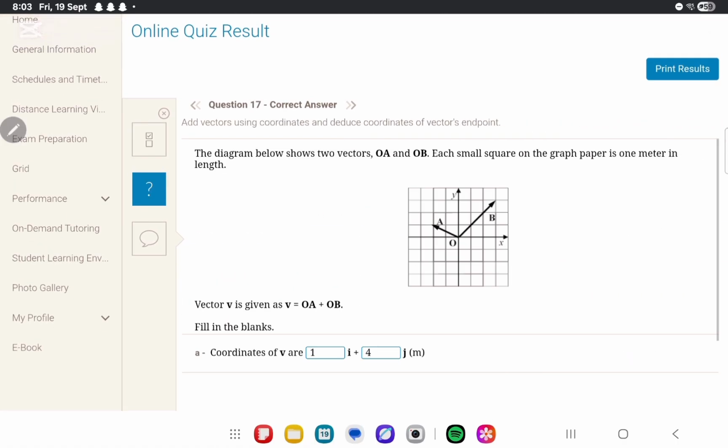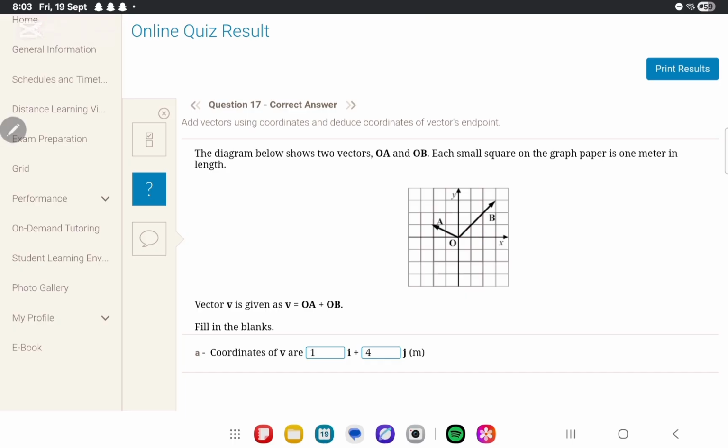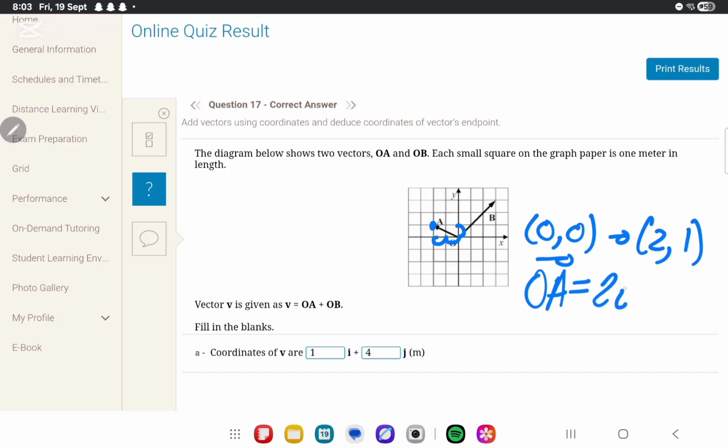Okay, question 17. Vector V is given as V equals OA plus OB. Coordinates of V are, okay, OA plus OB. So this is O. O is 0, 0. That means my vector OA, let's calculate, is 2, comma 1. So OA is going to equal 2I plus J, right? I started off at O, I moved 2 to the left, and then 1 up.